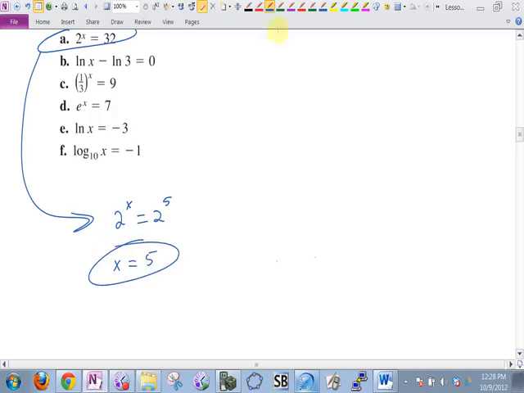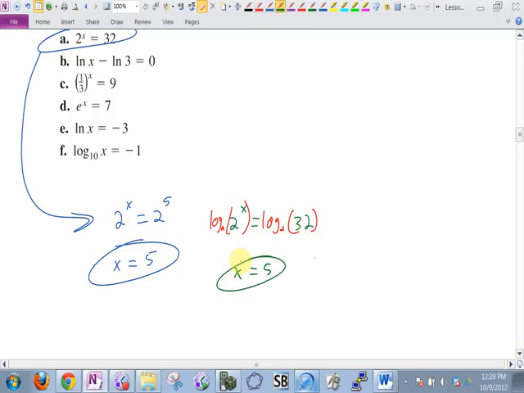Now, how could I have solved this equation? What method did I use here to solve this equation? That's the one-to-one property. How could I solve it using inverse functions? What could I do to both sides? Take the log base 2 of both sides. So log base 2 of 2 to the x, and then log base 2 of 32. So this gives me x equals, what's the log base 2 of 32?